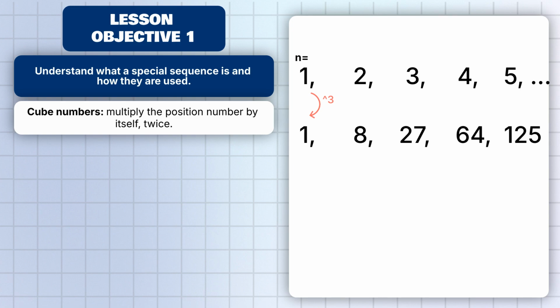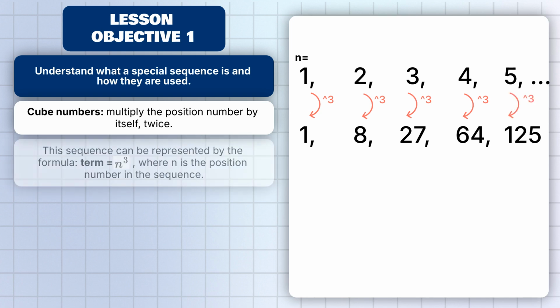The second term is 2 to the power of 3, which is equal to 8. The third term is 3 to the power of 3, which is 27. And the fourth term is 4 to the power of 3, which is 64. Then the pattern continues. This sequence can be represented by the formula: the nth term is n to the power of 3, where n is the position number in the sequence.